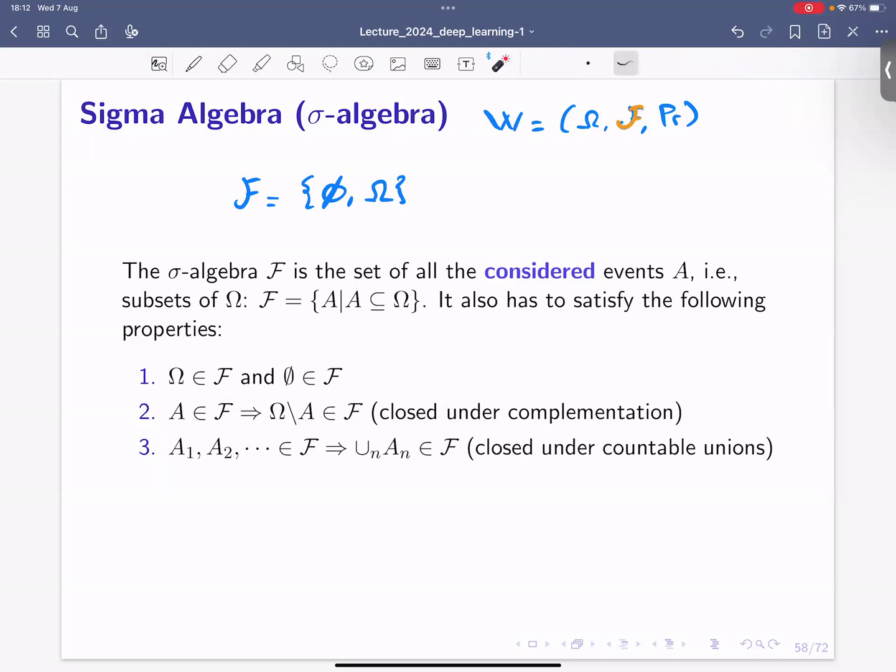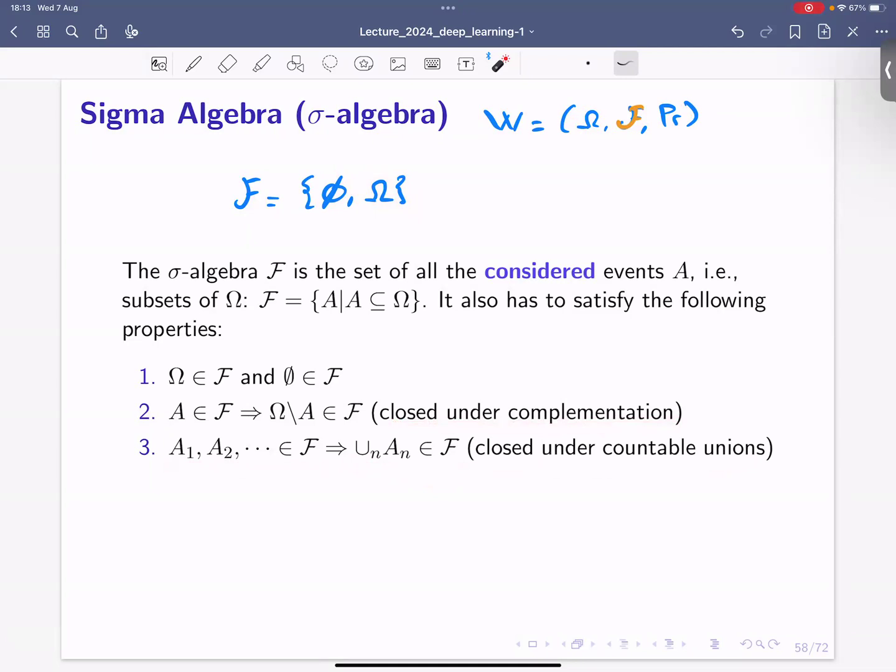Then the next rule that it has to satisfy is that if a set A is in F, the complement also has to be in F. This is satisfied in the example I gave you: the complement of the empty set is the whole set, so it is in the set, and the complement of the whole set is the empty set, which is also in the set. Finally, if you look at all the events A in your sigma algebra, the union of these events also has to be in the sigma algebra. This is what we call closed under countable union. And the previous one, by the way, is called closed under complementation.